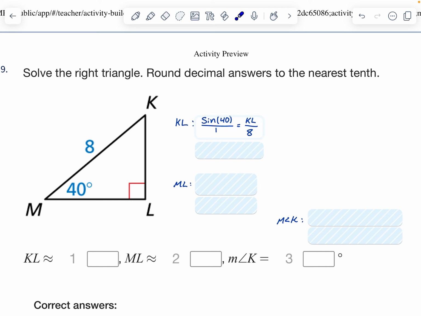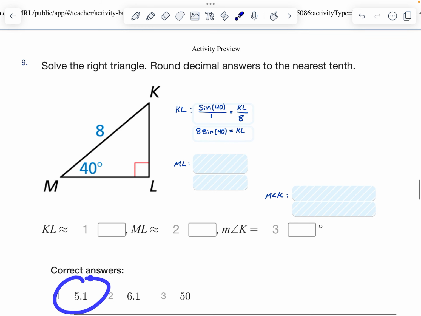The only trig function that uses opposite and hypotenuse is going to be sine. We would say sine of 40 is equal to KL over 8. And again, we put sine of 40 over 1 to set up our cross multiplication. 8 times sine of 40, that's how I'm going to get 5.1.